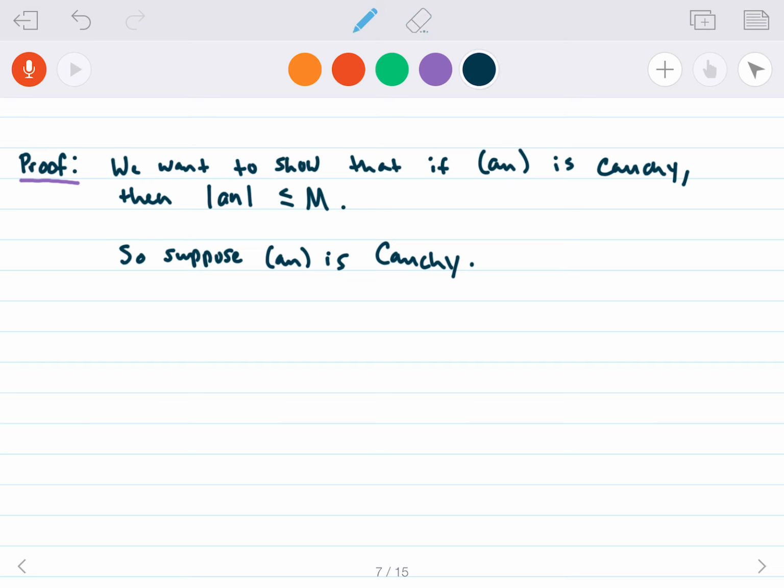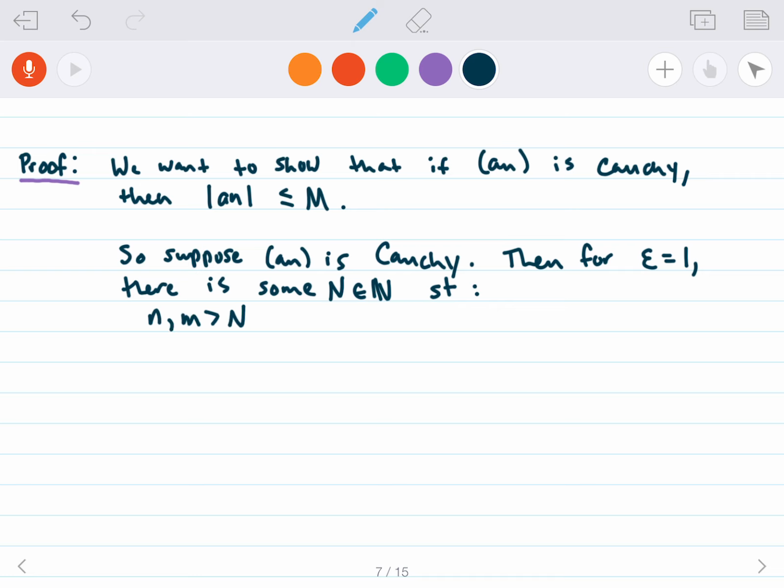so let's write it down. Then for epsilon equals 1, there is some capital N in our natural numbers such that when you go out far enough, when little n and little m are bigger than capital N, this implies that the distance between a sub little n and a sub little m is less than 1. So we're using a specific epsilon here to begin our proof.